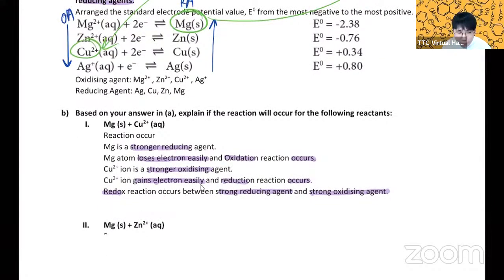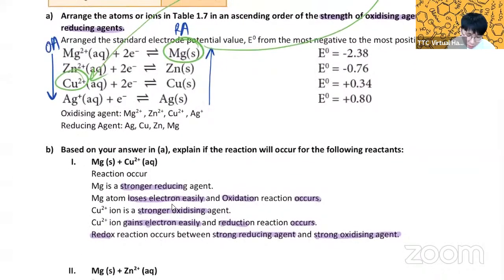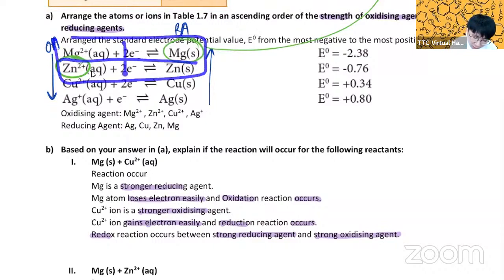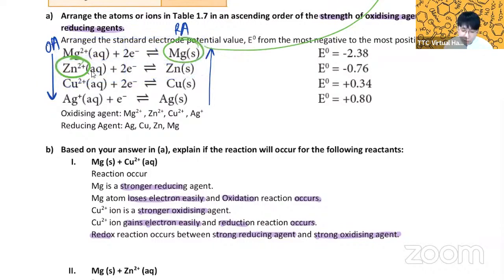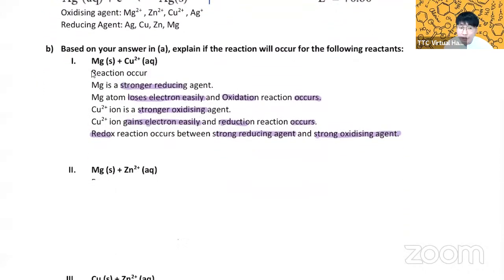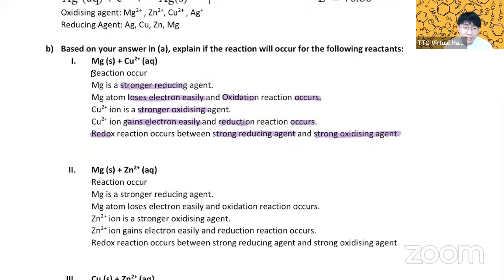Okay, so number two, actually, yes, it is still having a reaction because question two is still Mg, but instead I'm having Zn2+ as the other choice. So is it still top right and bottom left? You try to imagine the table here. Top right, bottom left. Got reaction. So do the same thing, but just change the keyword accordingly. If you see your answer like this, everything's the same, except for Cu2+ becomes Zn2+. Same same.